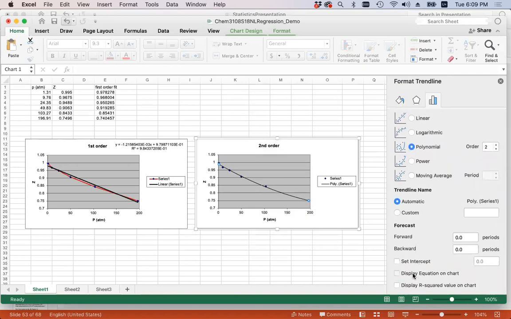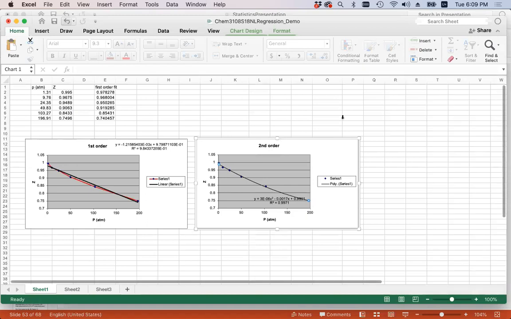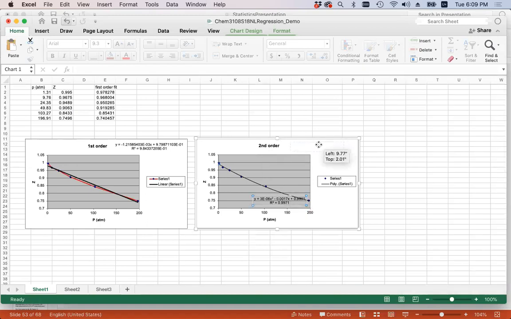I'm going to display the equation on the chart and also display the r squared value. And then I'm going to exit this menu because that's basically everything that I want to do right now. So now we have the best fit equation displayed here for the quadratic fit. And here we have the quadratic curve, right? The best fit quadratic curve going through the data.